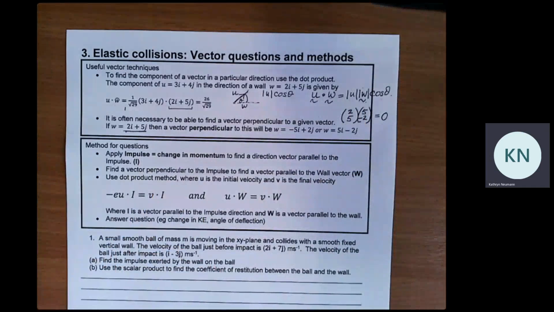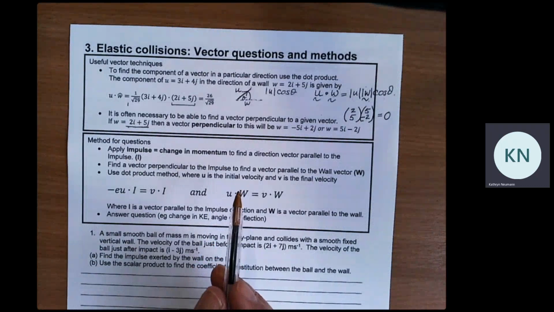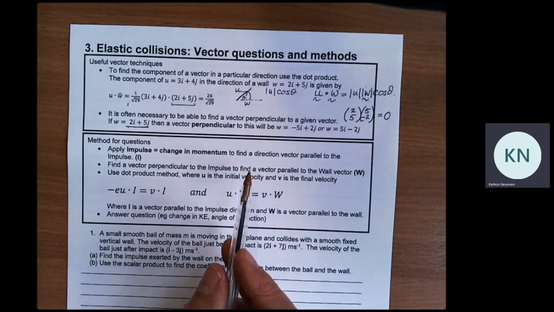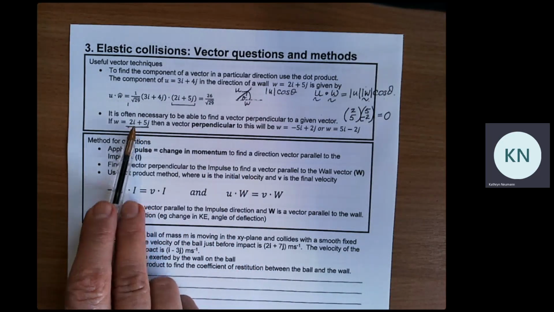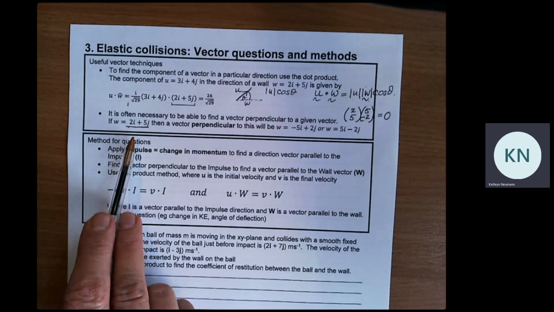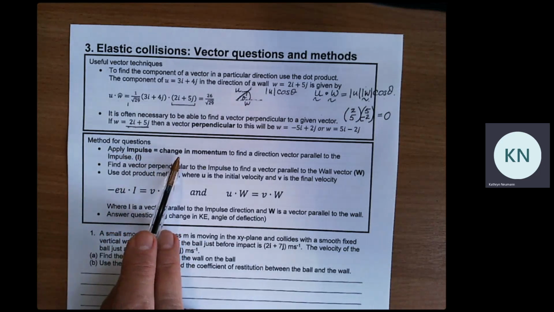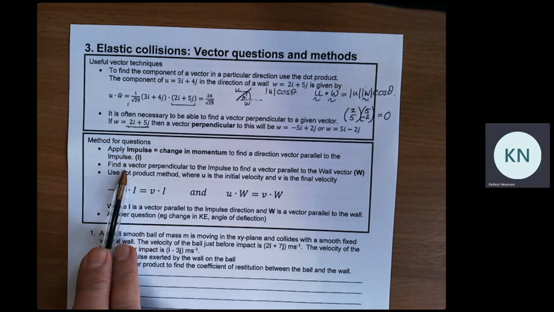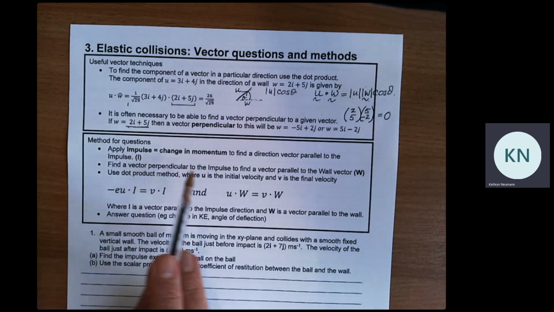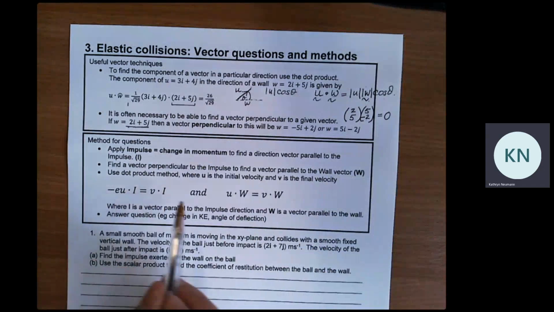And the next thing is what we do in particular when we have questions where we've got the direction of the wall given as something like 2i plus 5j, or we don't have the direction of the wall at all, but we have the velocity before and after, and we need to find the direction of the wall. So what we do is we apply impulse equals change in momentum, and that gives us the direction of the impulse. Then once we've got the impulse, we can go perpendicular to that and find the wall vector. We can then use these equations here.